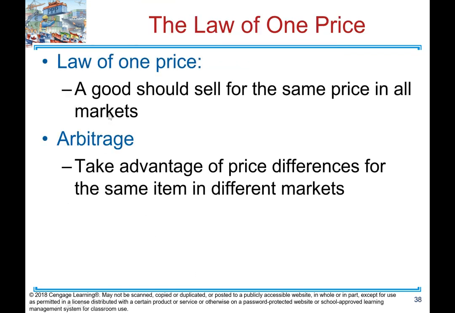The law of one price: a good should sell for the same price in all markets. A good should sell for one price in all markets. Arbitrage takes advantage of price differences for the same item in different markets.